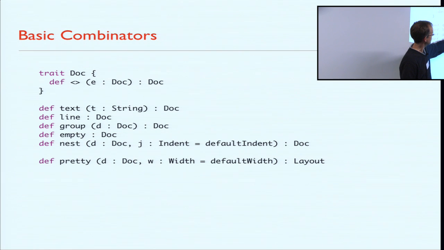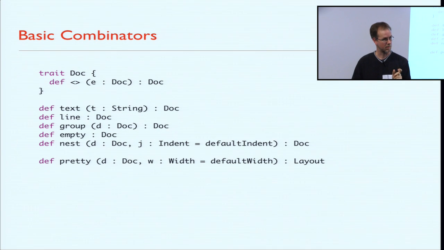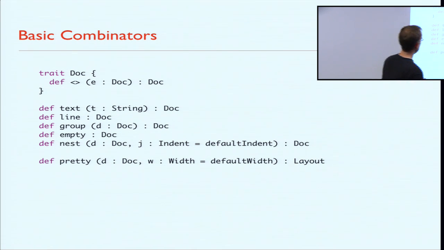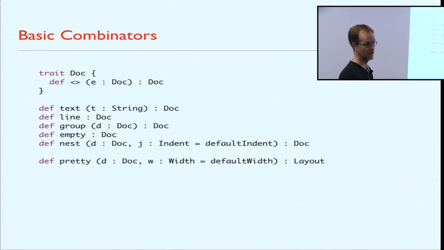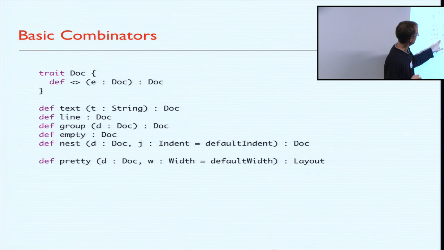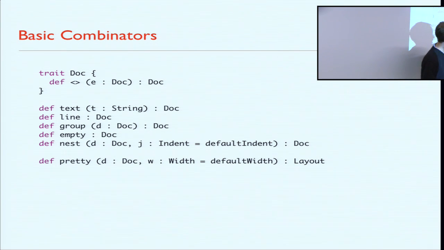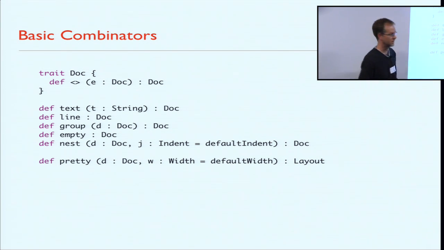So for example, text says I've got some piece of string and I want to just represent that in the output. Line says in some particular place I have a possibility of, not necessarily an actual, line break. Grouping interacts with lines, says I've got this document here, but inside that document, I want you to do some clever thinking about where to put the line breaks to make the document pretty print in a nice way. And I'll say what nice means in a minute. Empty is just nothing, obviously. And nesting says, take this document, D, and indent it from the current indentation level by this extra amount here, which defaults to something sensible.